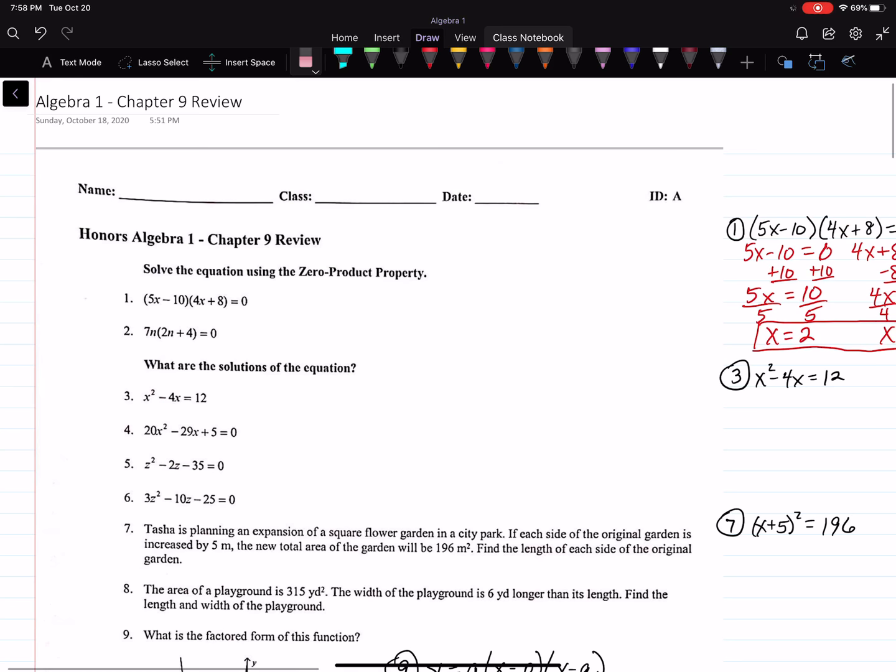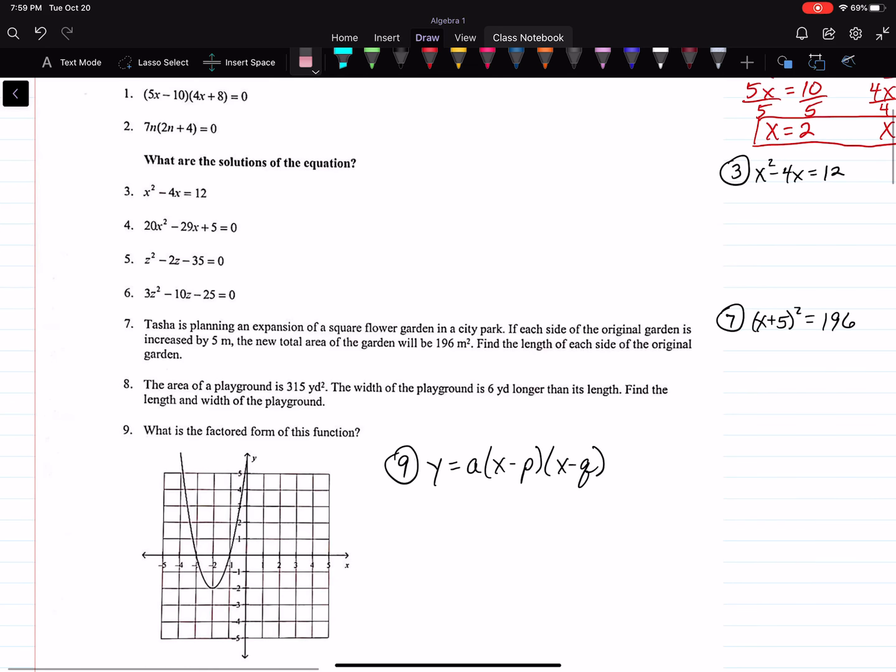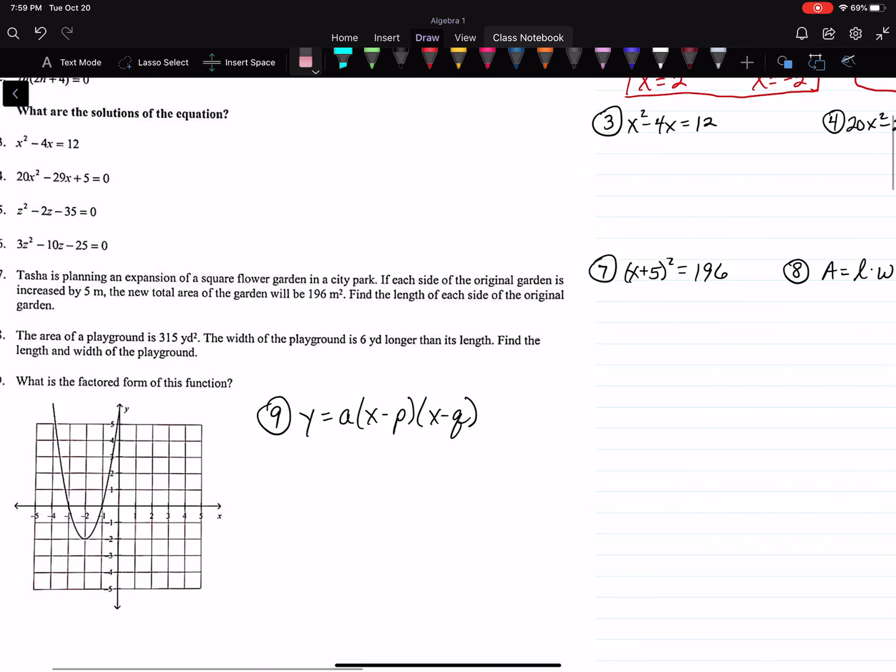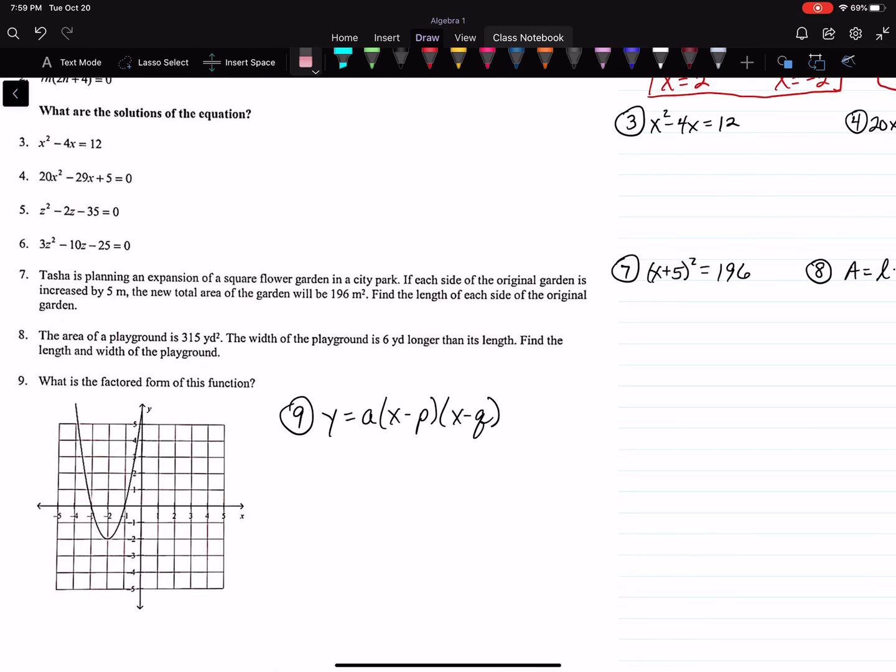3, 4, 5, and 6. It says, what are the solutions of the equation? Notice the directions does not say how to solve it. So it is up to you. If you want to solve it using your calculator, you can. If you want to do it doing the quadratic formula, that's okay too. If you want to do it factoring, that's okay. It does not matter on this section how you solve it.